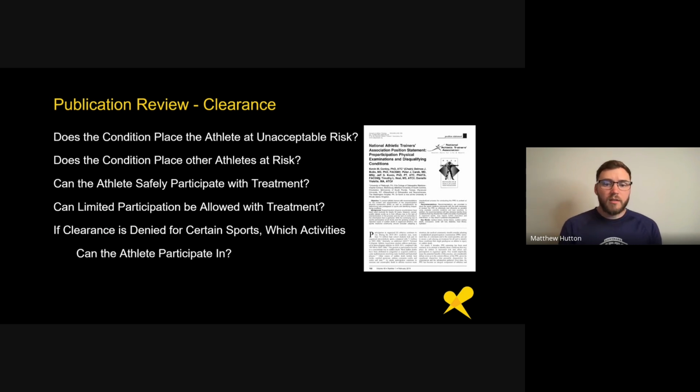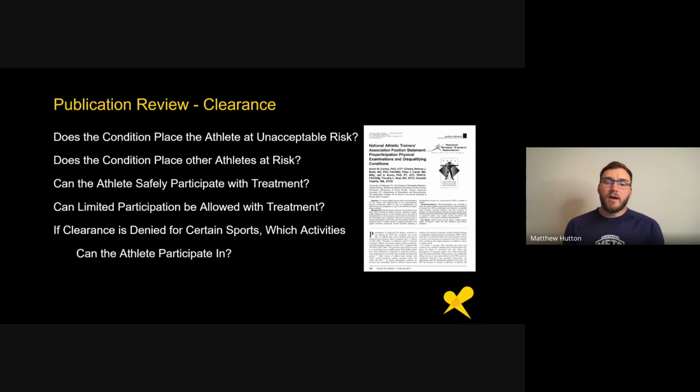Then the next progression would be, can limited participation be allowed with treatment? Maybe it doesn't reduce the risk completely, and you still want to hold them to a lower degree of training or game participation. They suggested something like an ACL, where they're not quite fit yet and just need more time to develop the strength, the endurance, the capacity for sport.